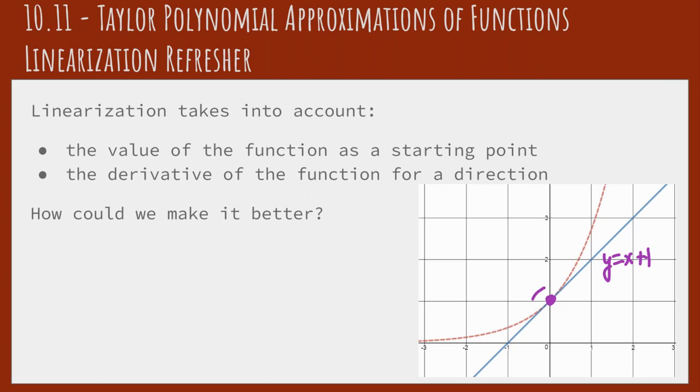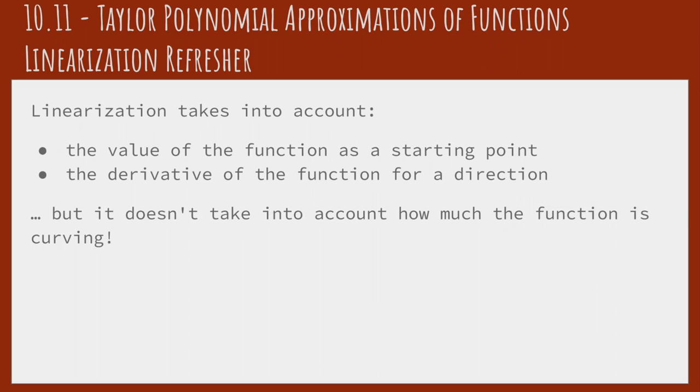Again, if we're within a window or a neighborhood close to that point, then the points on this line are going to closely approximate the points on this curve. As we get further and further away from that point of tangency, that approximation is going to get less and less accurate. So I want to talk about a way that we can make this approximation method better. What we take into account is the value of the function and the direction or the derivative, but what it doesn't take into account is how much the function's actually curving. So we're going to try to take that into account also to improve our approximation.